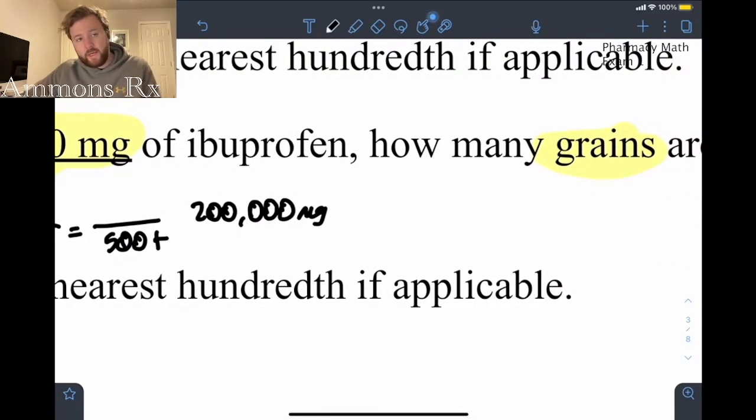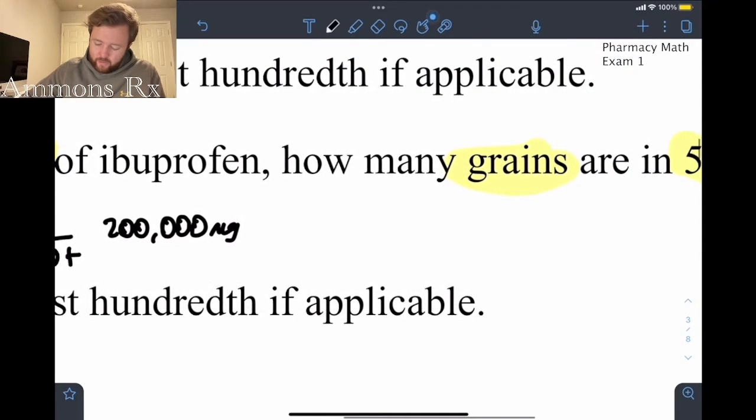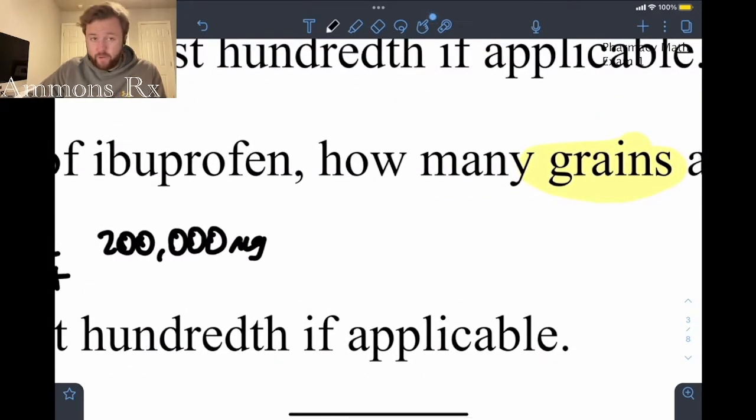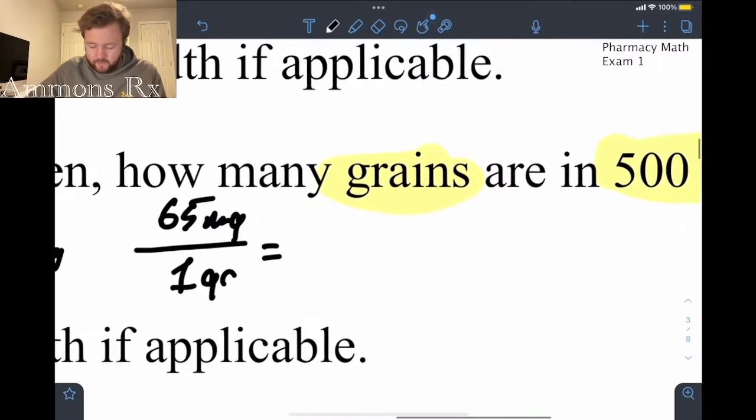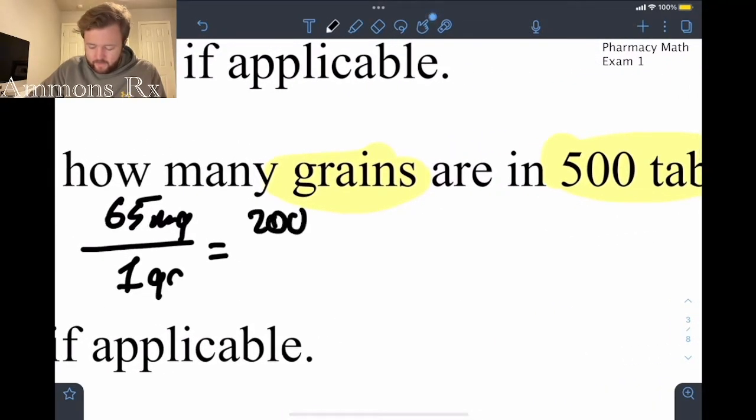But if you remember, I highlighted grains because a lot of people would end the problem there. But just remember, I asked for it in grains. So if you remember your conversion factor, there is 65 milligrams in 1 grain. So what are we going to do with our 200,000?